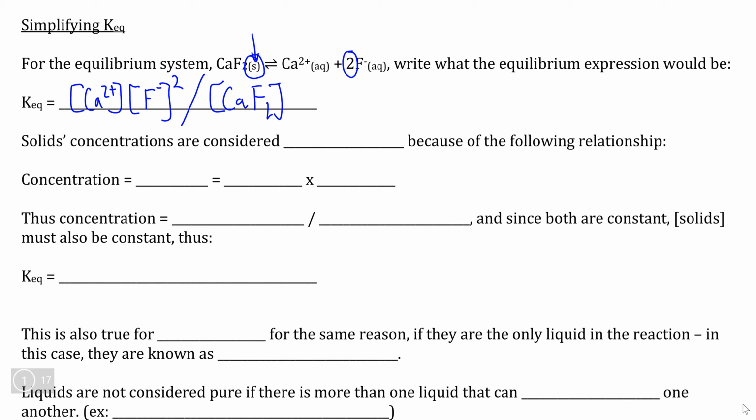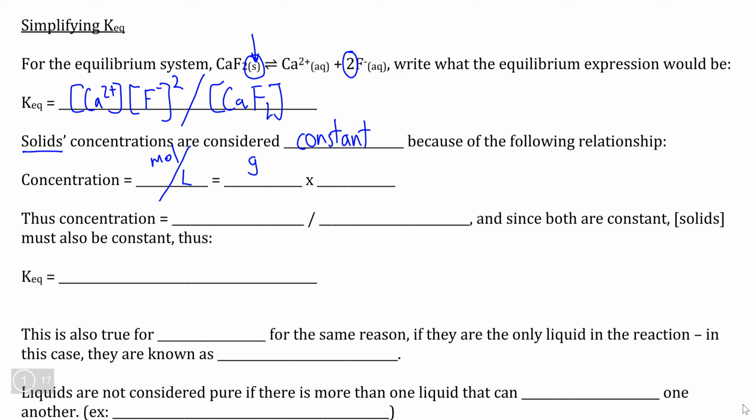Except if you think about the definition of concentration, that being the moles of solute divided by the volume of solvent if we're dealing with aqueous compounds, or the volume of the container if we're dealing with gases, this definition makes no sense for calcium fluoride because calcium fluoride is a solid, meaning there is no solvent and there is no container that affects the volume. Therefore, we can consider that the concentration of CaF2 and any other solid is going to be constant, which we can show with a simple mathematical relationship.